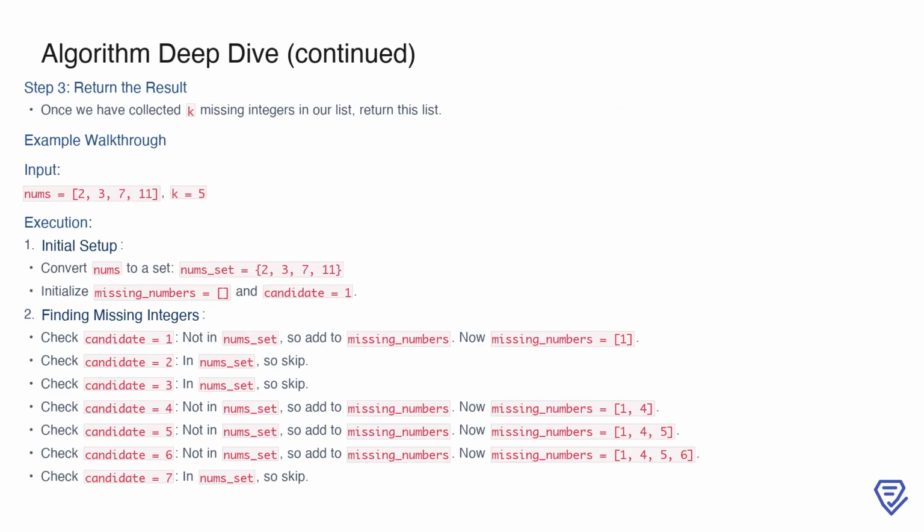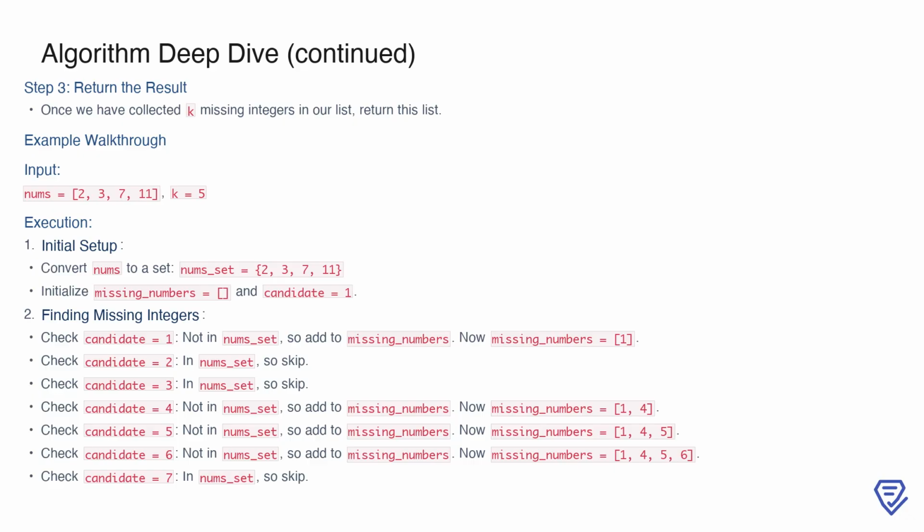Once our setup is complete, we proceed to find the missing integers. We begin with candidate set to 1 and continue iterating until we have identified exactly k missing integers. For every number we check, we determine whether it is present in our set of nums. If it isn't found, we append it to our list of missing integers. If it is found, we simply move on to the next number. After every check, the candidate is incremented, ensuring the search progresses sequentially through positive integers.